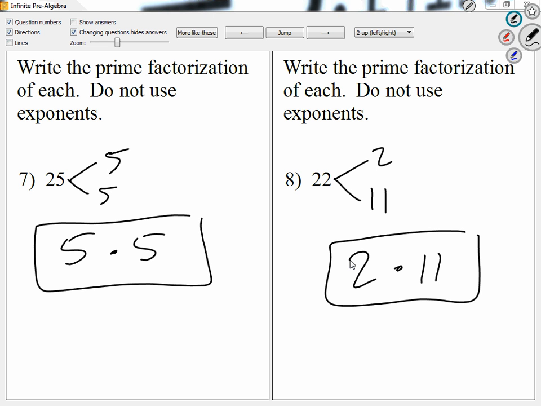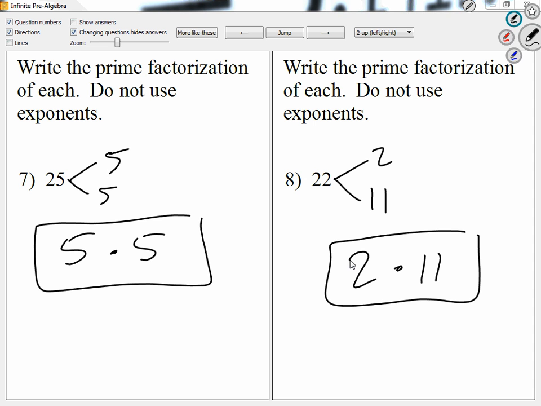Right, if you can break it more, break it more. Don't use exponents. What I mean with that, for question number 7, don't go 5 to the second power. Right, don't use exponents. Just write it out, 5 times 5. So this, once again, is just a review of yesterday. Any questions up until 12?